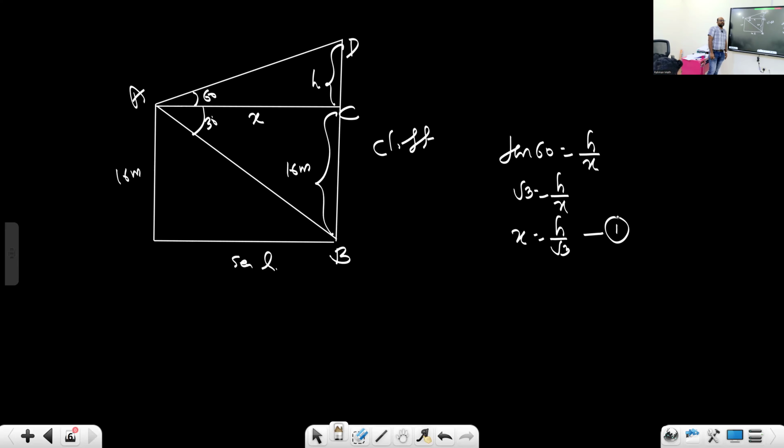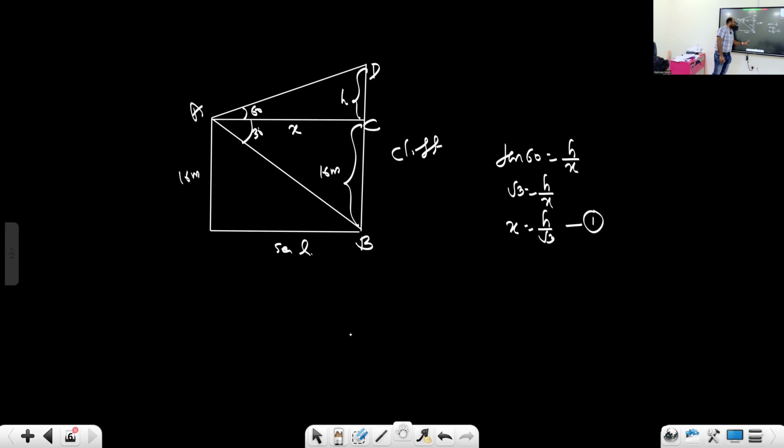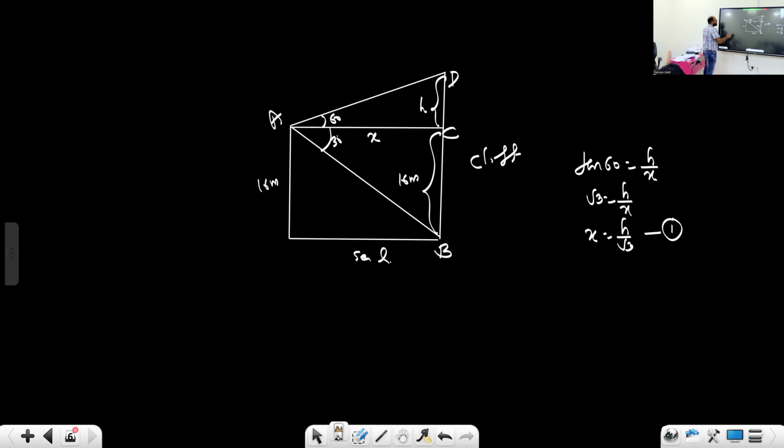Next, in triangle ACB, tell me which angle is there? Tan 30. You can write ABC or ACB, the naming is okay, no problem. Tan 30 equal to 16 by x. What is tan 30? Cross multiplying, x equal to 16 root 3, equation number 2.